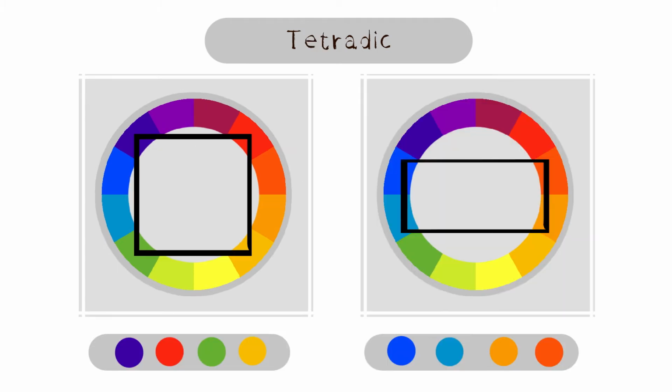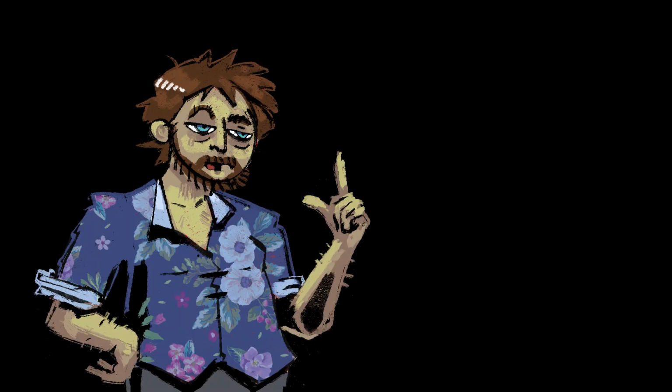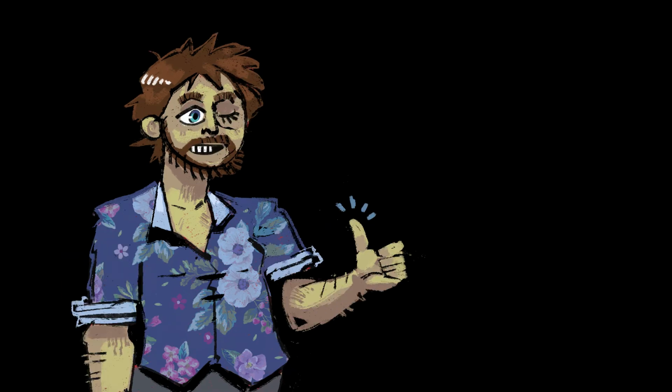Tetradic schemes are where things start to get complicated. They work similarly to the triadic ones, but this time you're putting either a square or a rectangle on the color wheel. Both schemes offer a lot of variation, but they're hard to manage, so it is best to pick one of the four colors as your main one. And these combos only deal with hues. You can really go crazy with colors.